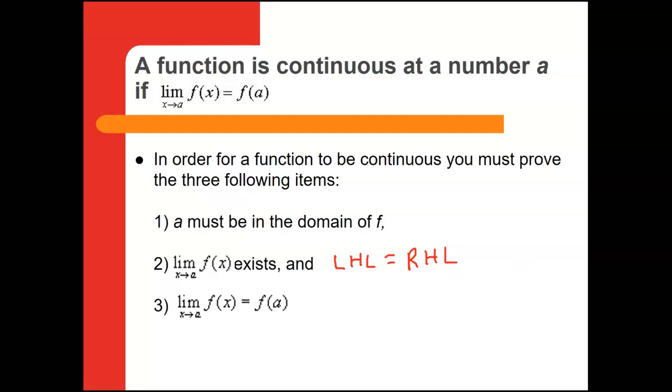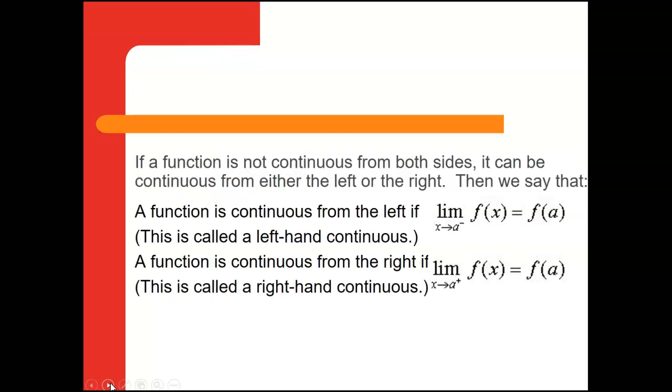The final thing you have to show is that once the limit exists, the limit is equal to the domain value. The limit must be equal to the domain value. A function is not continuous from both sides if it is not continuous from one side.